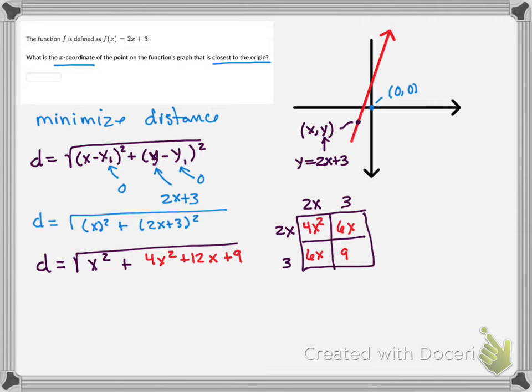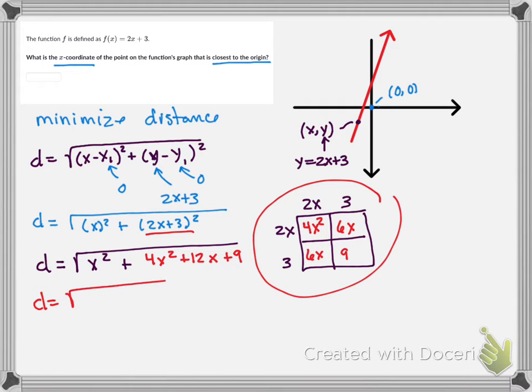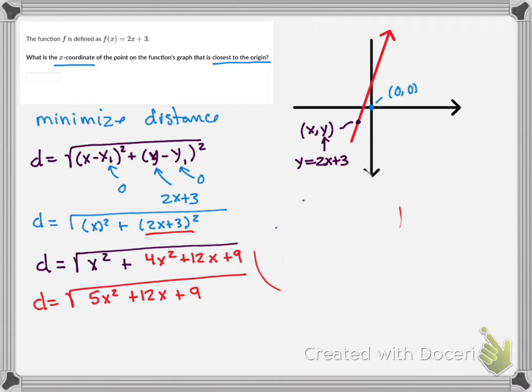Just so that you didn't have to wait for me to do algebra 2 stuff, we did our box method here. I expanded this 2x plus 3 squared out. Our distance is equal to the square root of 5x squared plus 12x plus 9. And that's what we want to minimize. So if we're going to minimize our distance, I need to take its derivative and set it equal to 0.